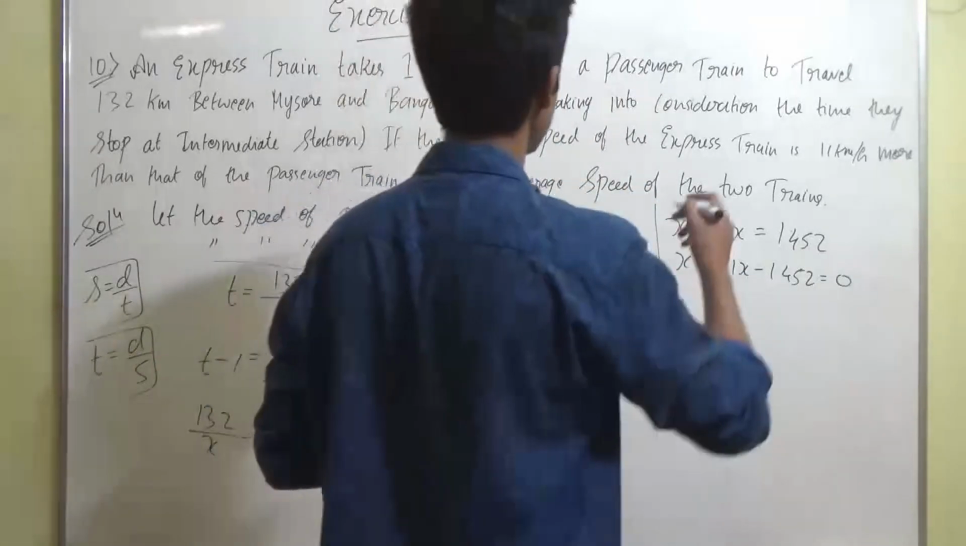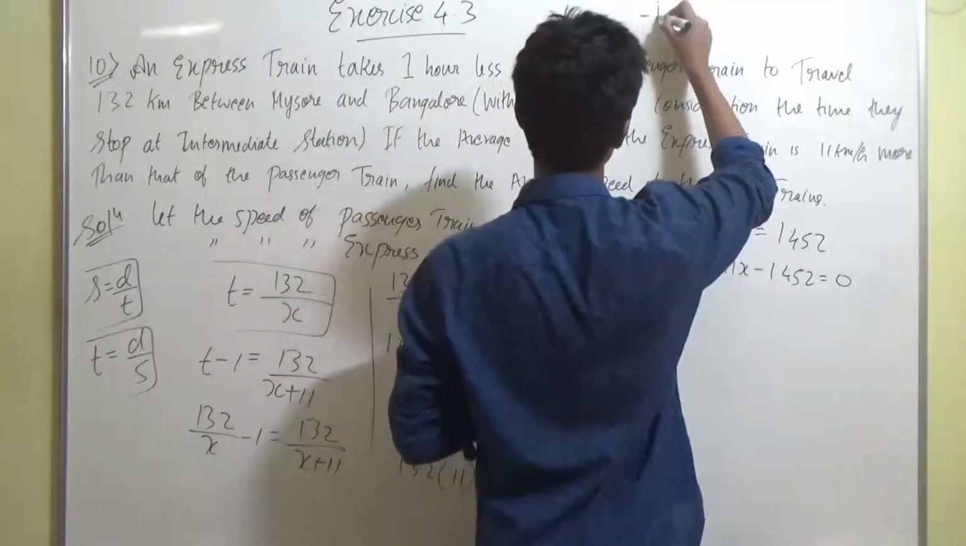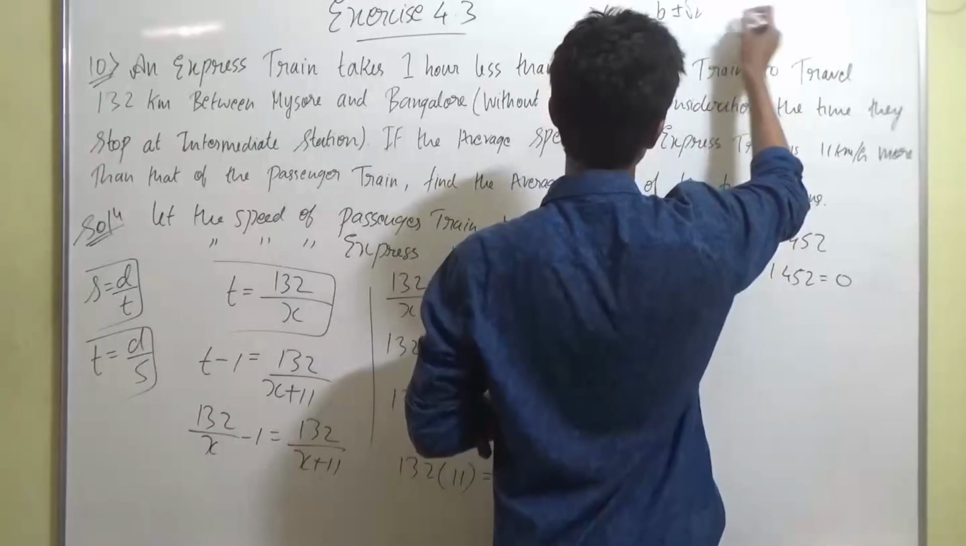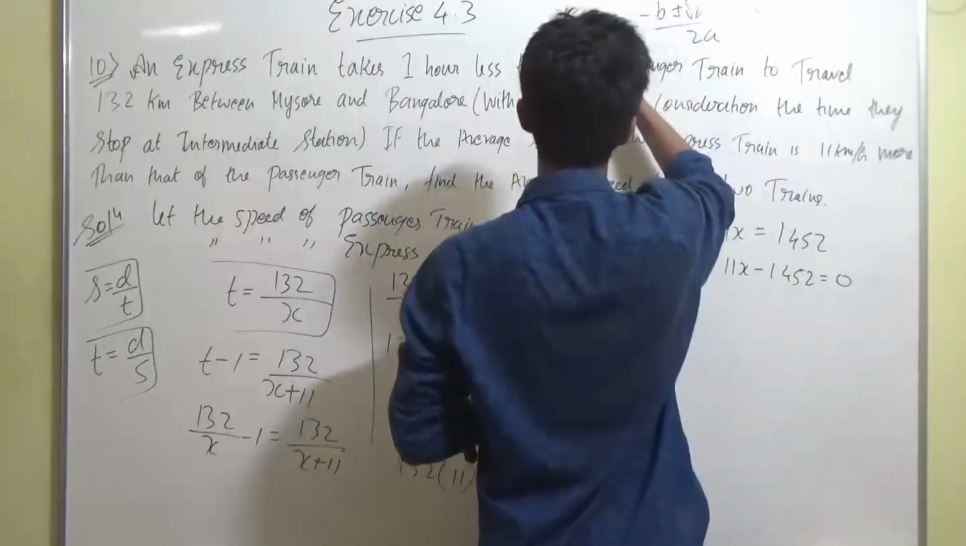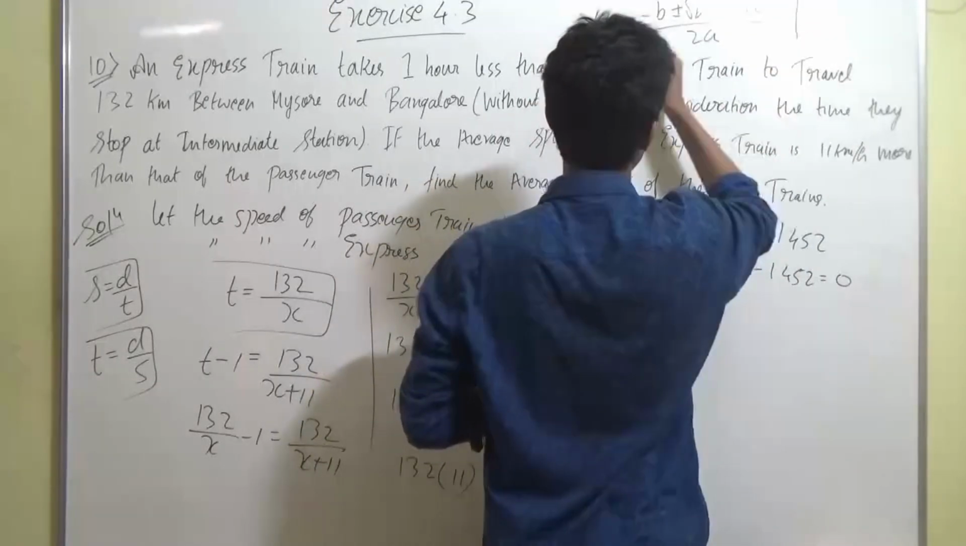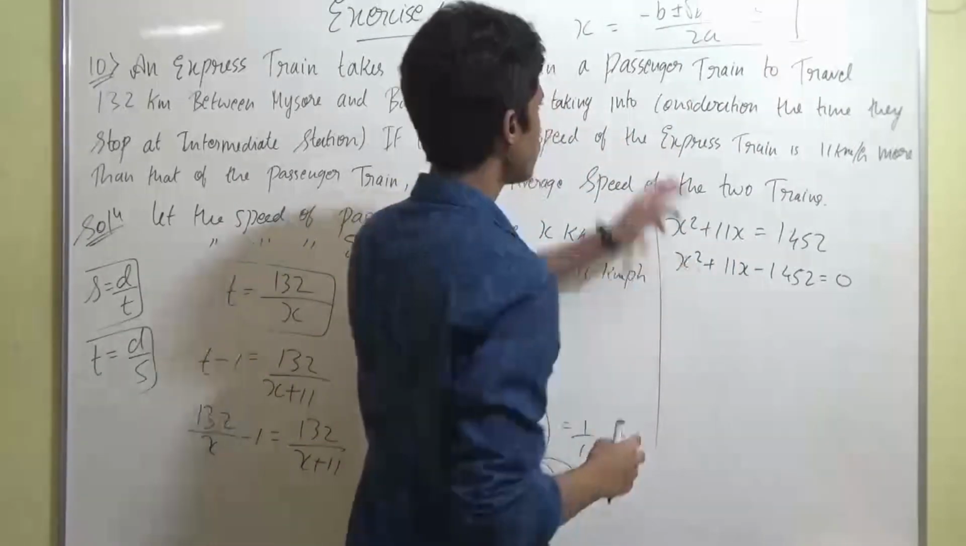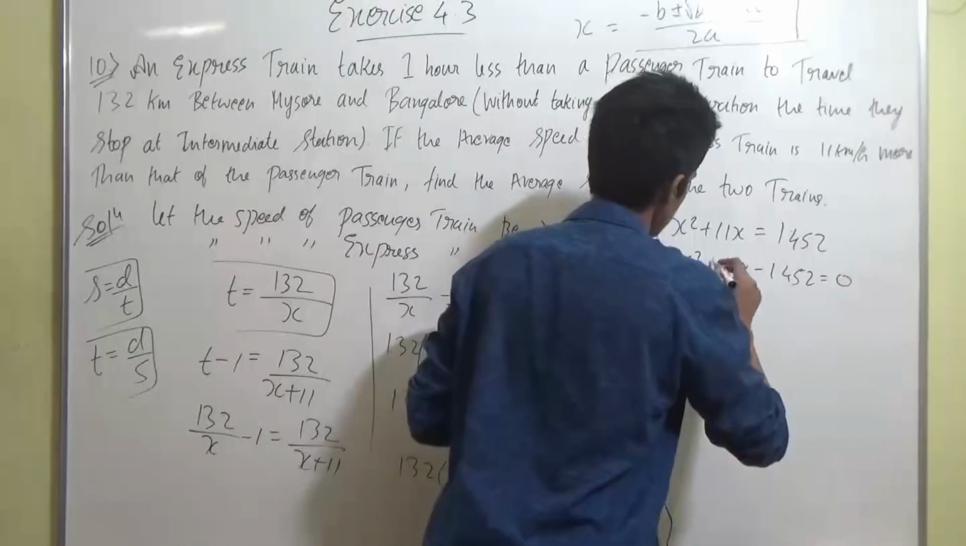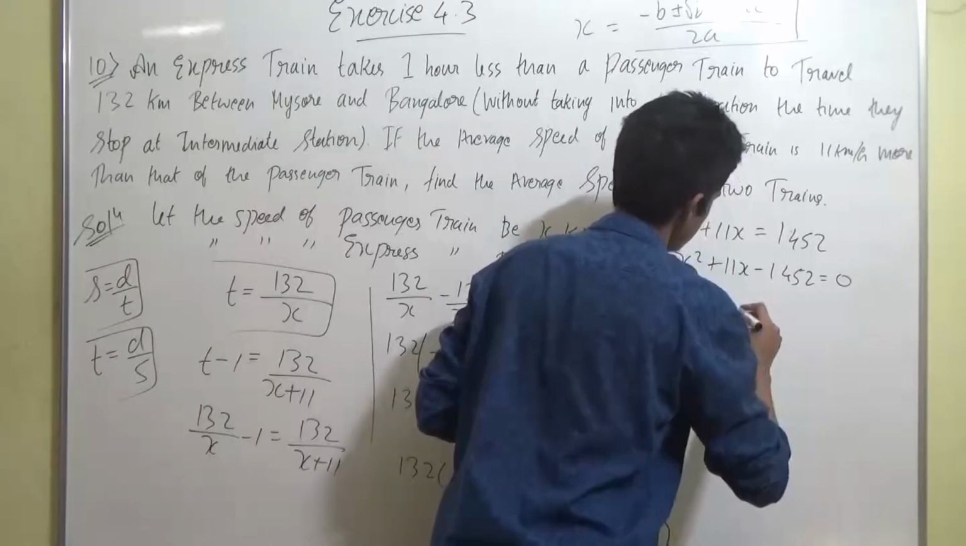Quadratic formula is minus b. Okay, I'll write the quadratic formula here. Minus b plus or minus root over b square minus 4ac by 2a. This is the quadratic formula, right? So we'll put all these values in this quadratic formula and see. It will become like this, plus 11 is there, no? Plus 11 will become minus 11 because it's minus b.